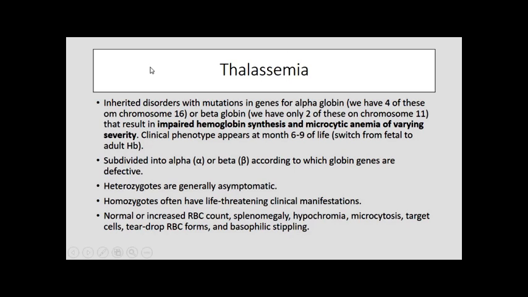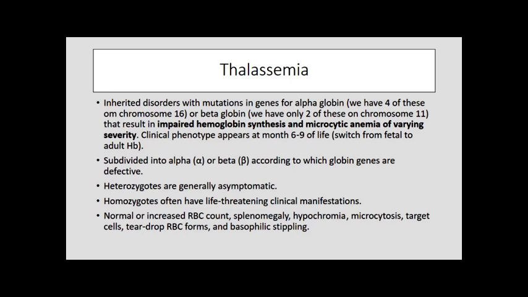Normally, these people, when they present symptoms, the symptoms start appearing at month 6 to 9 of life. Okay, the fetus has a special type of hemoglobin that is called hemoglobin F, or fetal hemoglobin. After we are born, the levels of this hemoglobin start decreasing in blood, and the adult hemoglobin, or hemoglobin A, starts increasing in blood. Okay, when month 6 of life is reached, the levels of adult hemoglobin are higher than the levels of fetal hemoglobin, so the symptoms of thalassemia will start appearing.